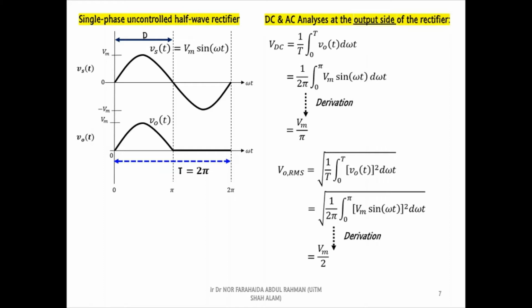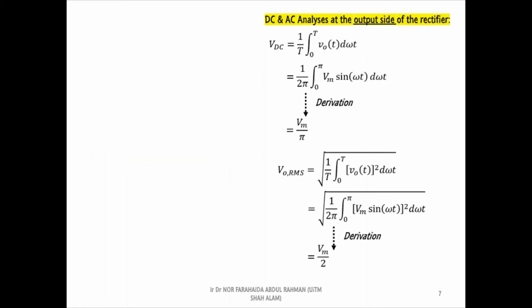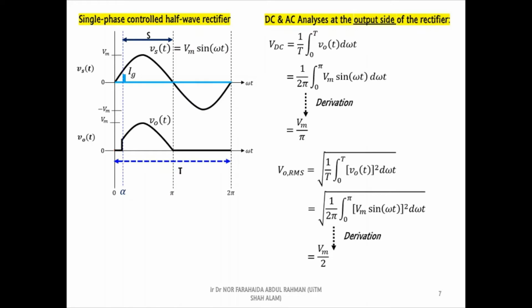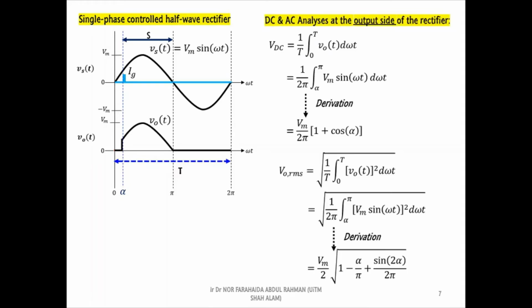Now, I will change the waveforms based on the operation of a controlled rectifier. Based on the new output voltage waveform, the voltage equations will change as follows. As we can see, the integral range has changed the starting angle from 0 to alpha.